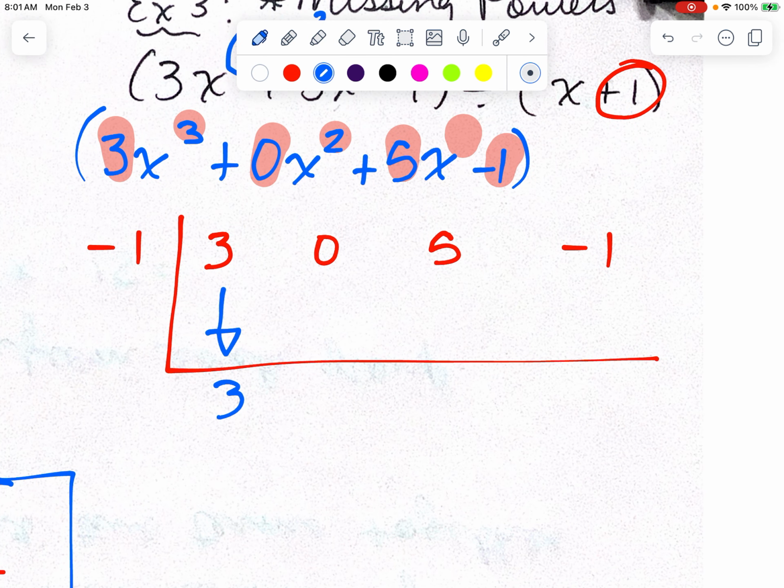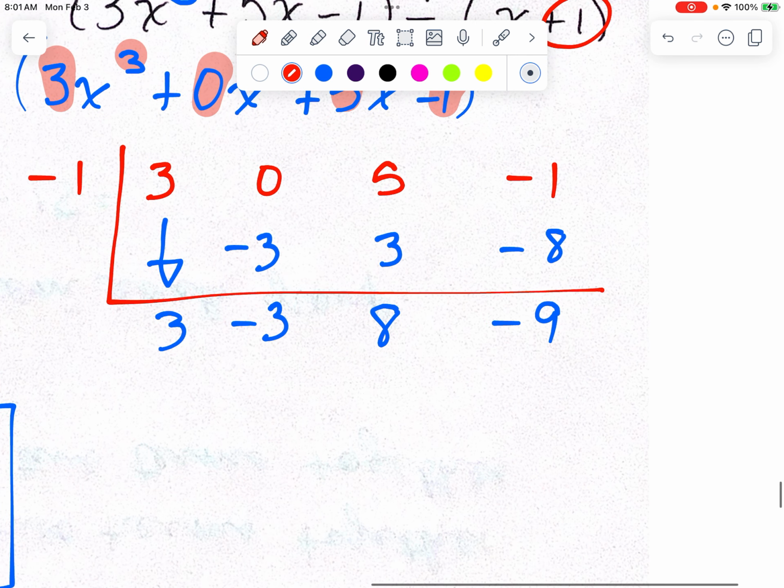Now we're ready to multiply on the outside, which is negative 1 times 3, which is negative 3. Combine on the inside. Multiply again, negative 1 times negative 3 is 3. Combine on the inside, which is 8. Negative 1 times 8 is negative 8. Combine, that leaves us with -9.